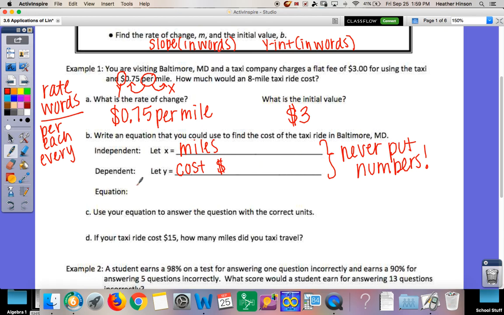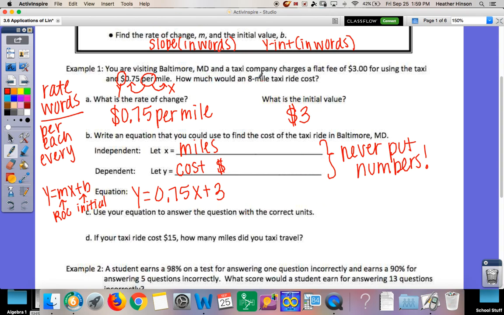So then we write our equation, our y equals mx plus b. So for m, that's where you're going to put your rate of change. Our rate of change was 0.75, so y equals 0.75x plus your initial. And your initial here was $3, so plus 3. Do not put words in this. Do not put dollar signs. Nothing else. You only put the numbers, the x, and the y equals. That is it.